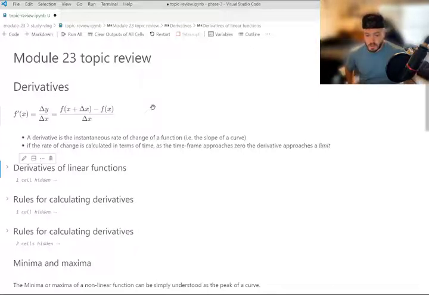So you can imagine that as the time frame that you're measuring across, 3 seconds or 2 seconds or 1 second or half a second or whatever, as that approaches 0, the derivative, the rate of change of any given function, is going to approach some limit. So let's say the slope is 4.1, some weird non-repeating decimal.